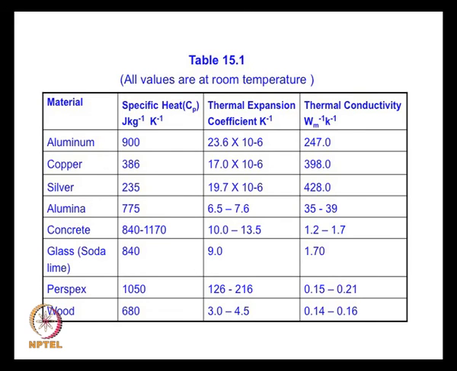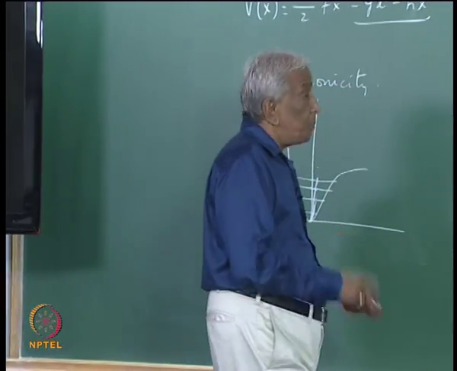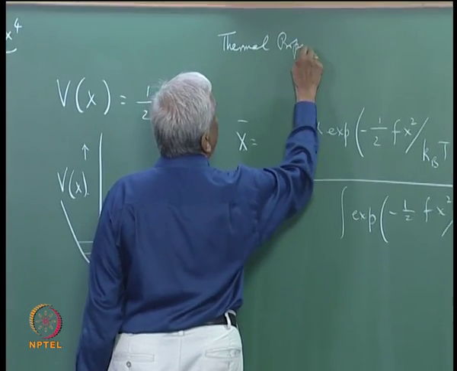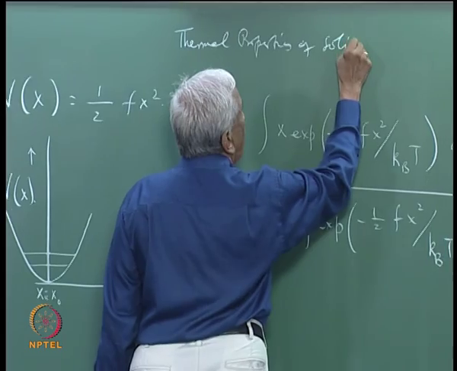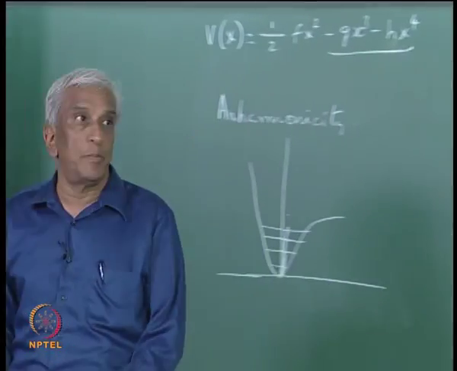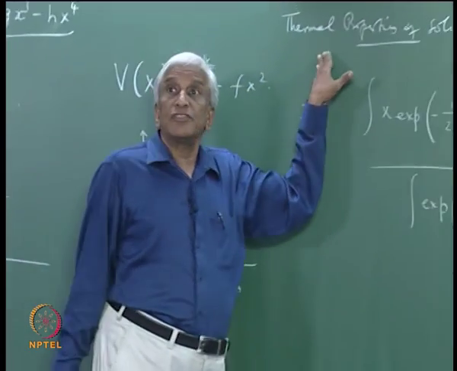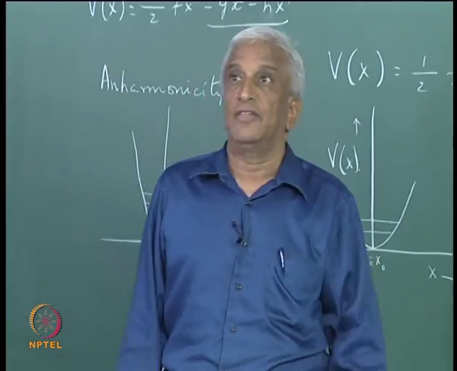You can see the values given for materials like aluminum, copper, silver, alumina, concrete, glass, perspex, wood. You can see the thermal expansion coefficient. Along with this, the specific heat and thermal conductivity values are given. So, together these give you the entire spectrum of thermal properties of materials. So, we have considered all the thermal properties such as specific heat, thermal conductivity and thermal expansion coefficient based on our understanding of phonon states, phonons as well as the electrons.